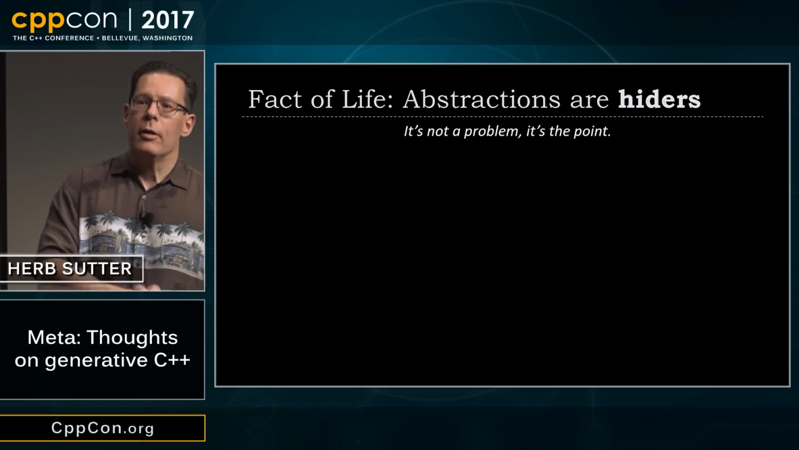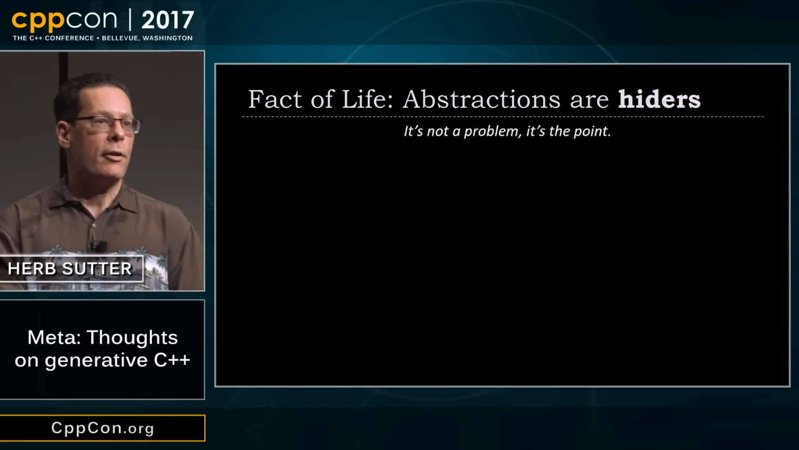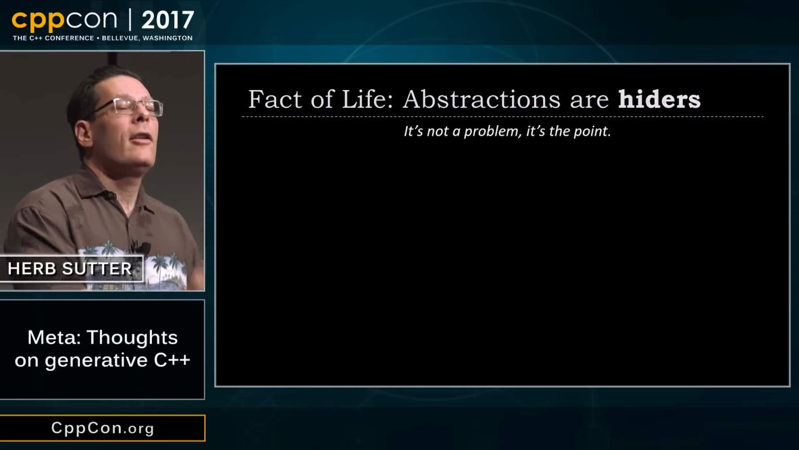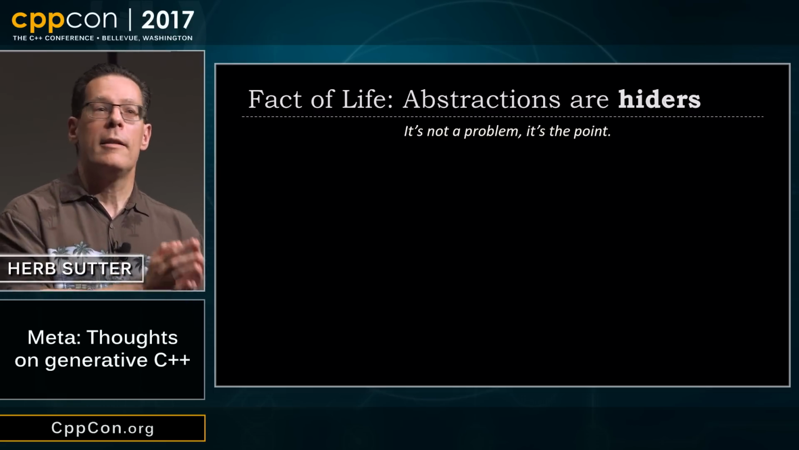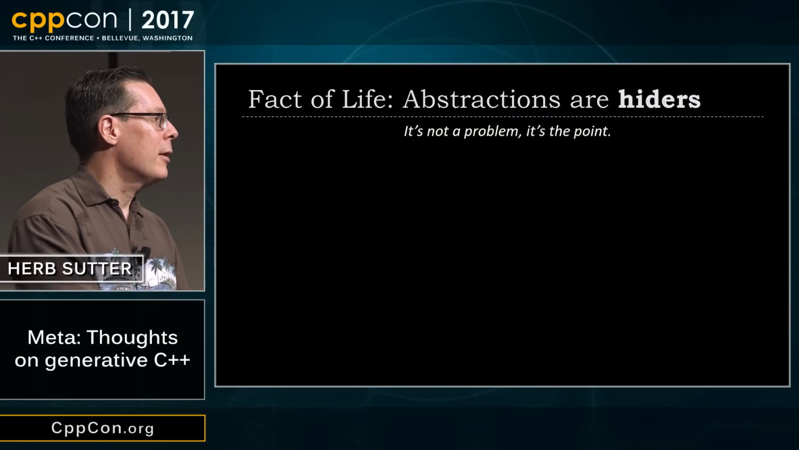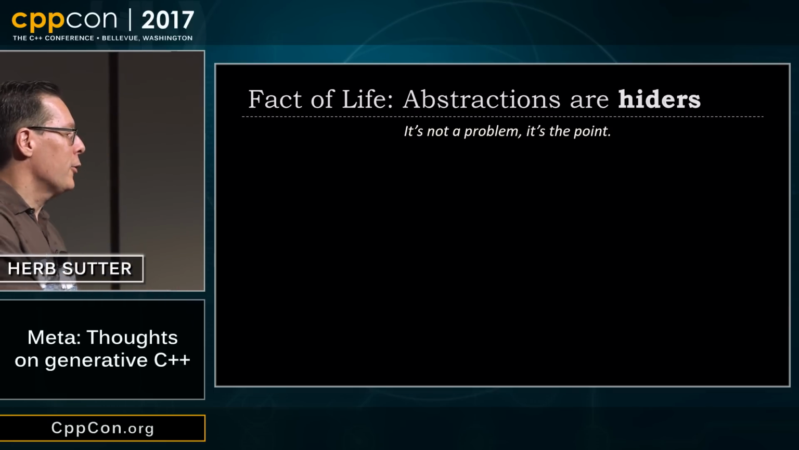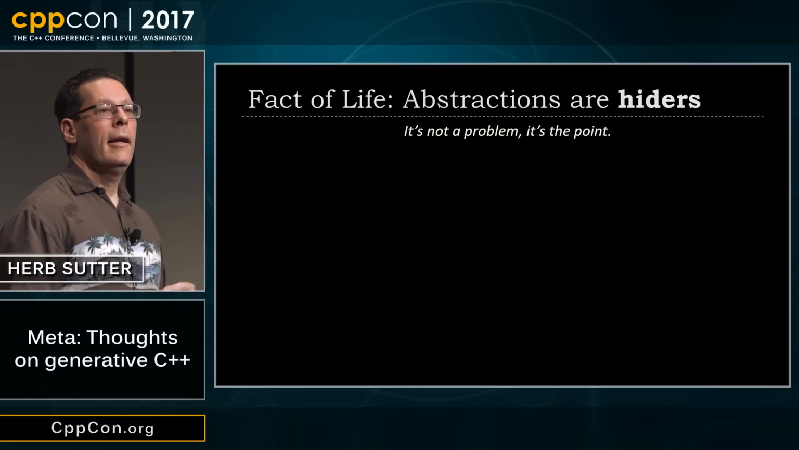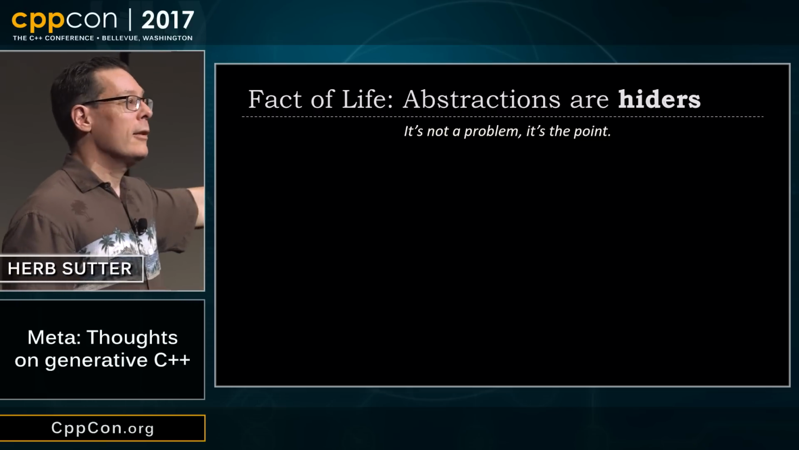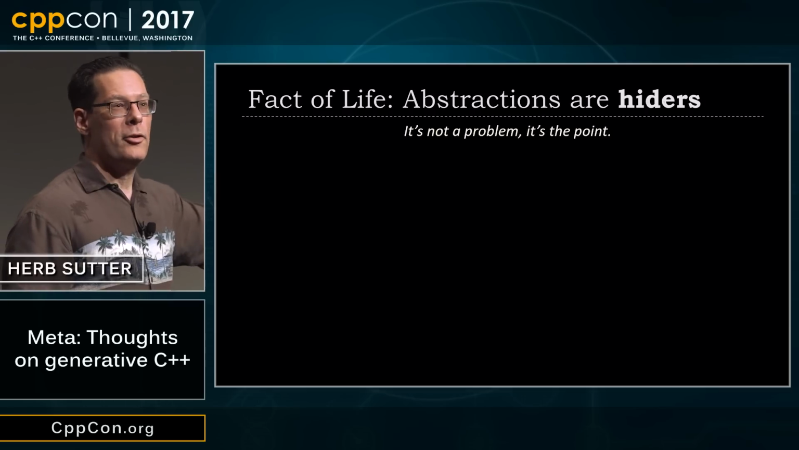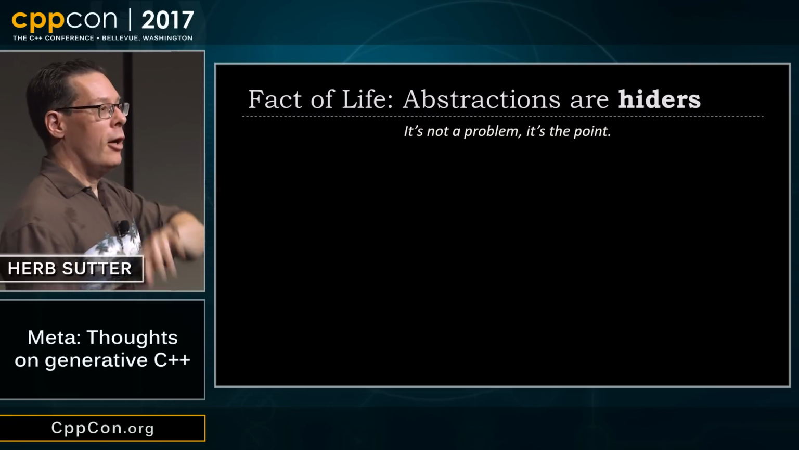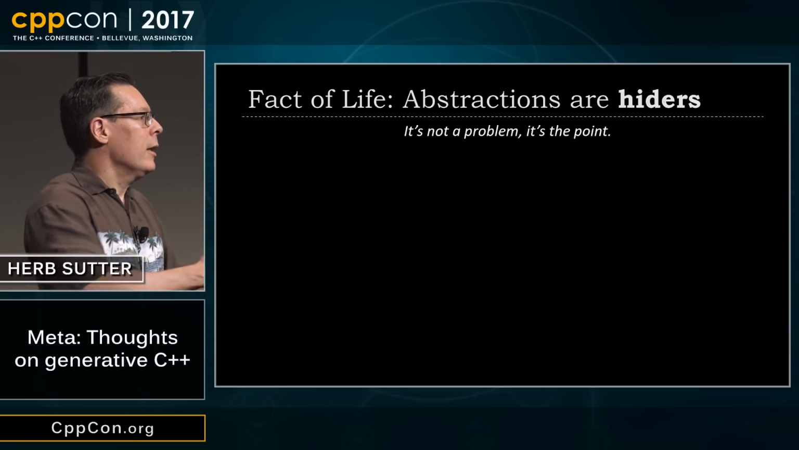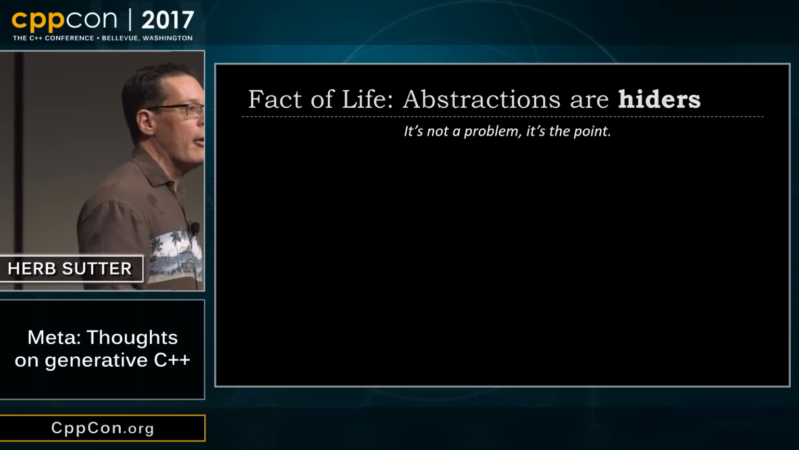By definition, abstractions are hiders. They hide stuff. It's what they're for. If they didn't do that, they would be useless. They would not have the value that they have. So it's not a problem, it's the point. Now, having said that, you could use this to gloss over many things that should never be put into languages. I'll talk about that a little at the end. But abstractions are good. We cannot build our civilization without abstraction.